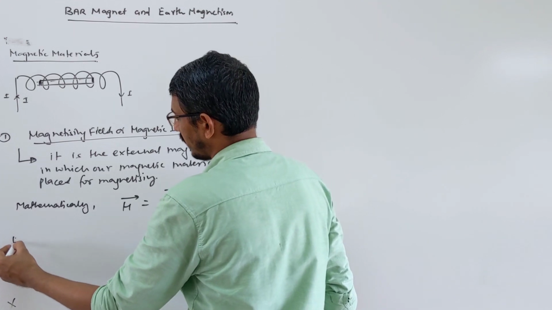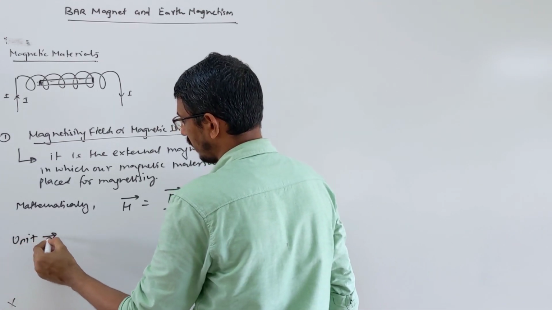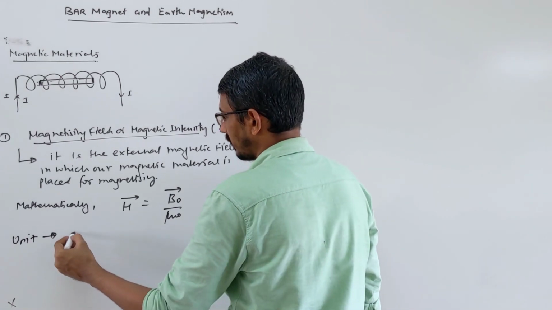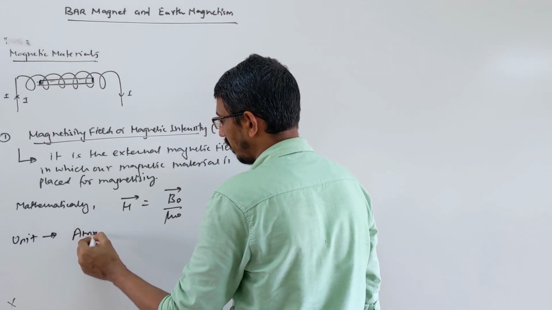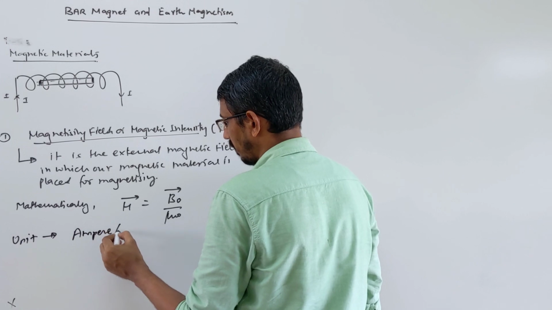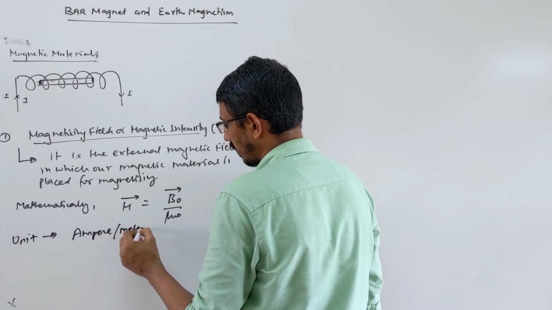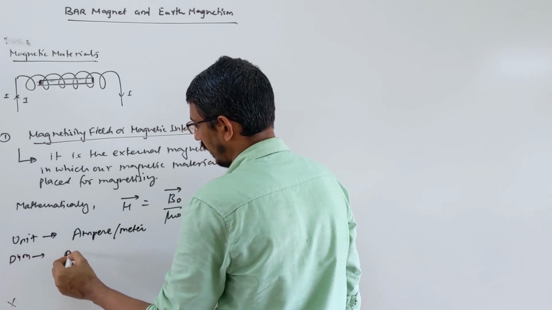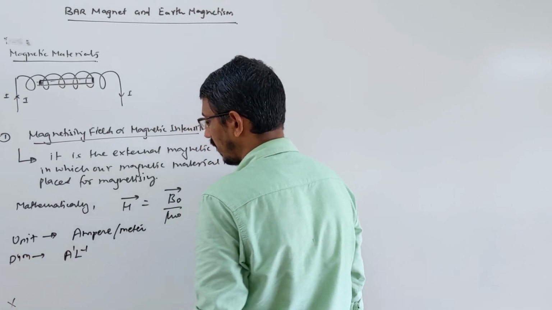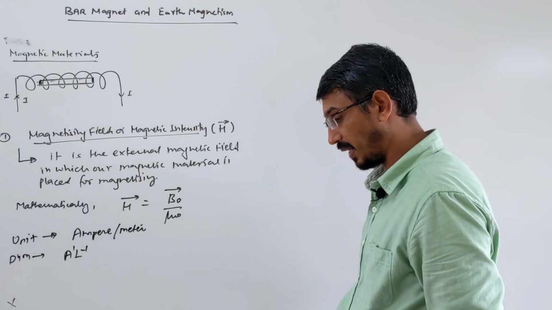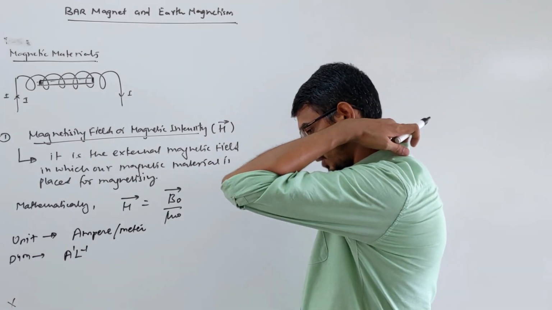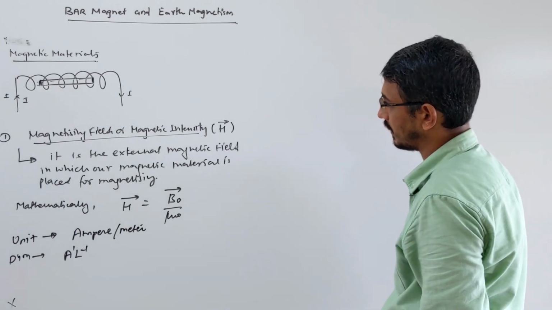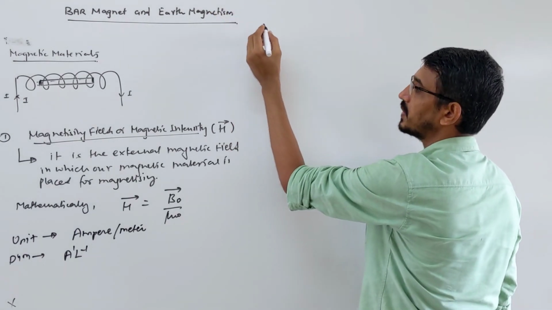For the unit and dimension of this, the unit is ampere per meter, and the dimension is A power 1, L power minus 1, where A represents ampere. Okay, this is one definition. Let's talk about a few more definitions.